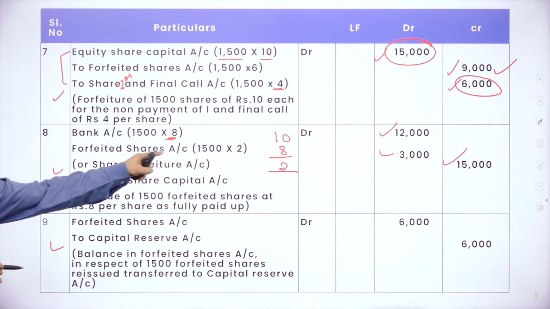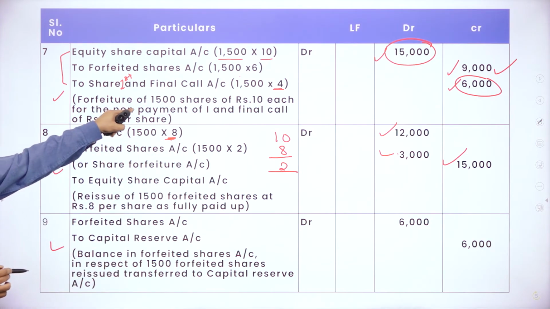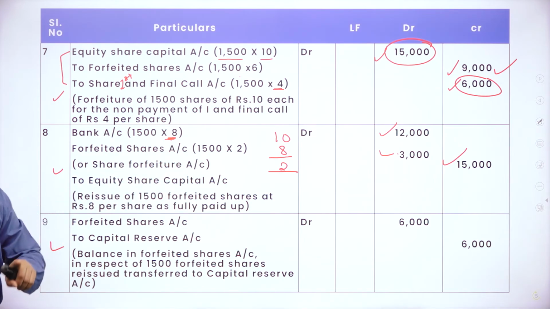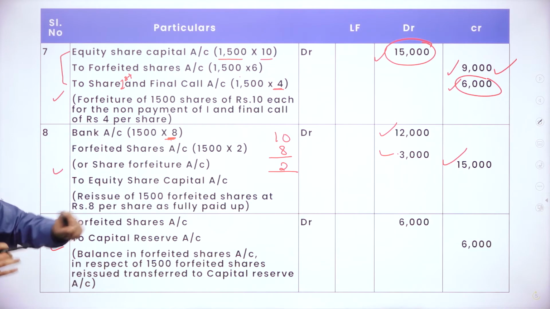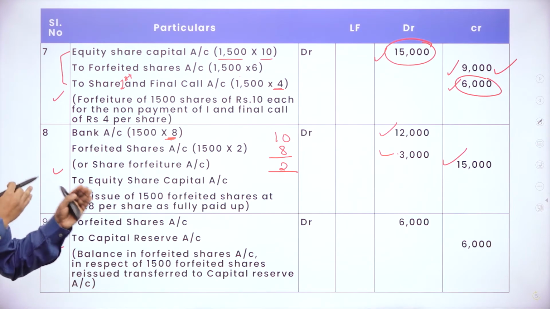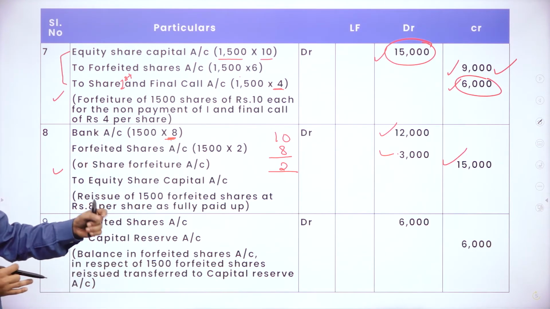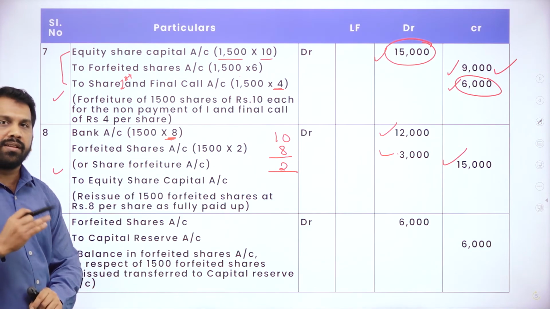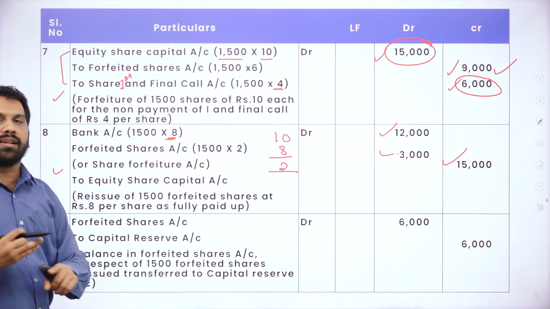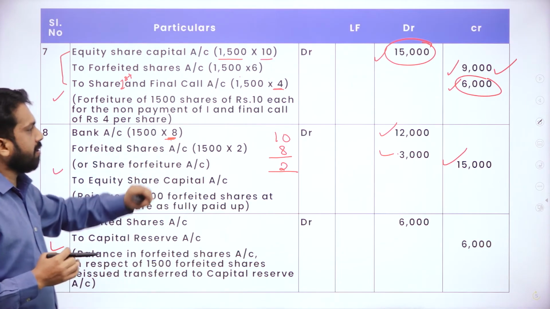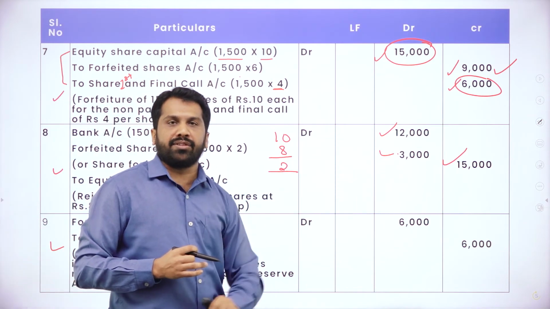This is your reissue. After cancellation, the shares will be sold to somebody else. Clear? While doing, you may feel a little complicated, but it is not complicated. Pause the video, go back to your question, check, find out where I got this amount, and solve. Don't worry about narration. Narration you can learn later. First, concentrate on journal entries as well as calculations.